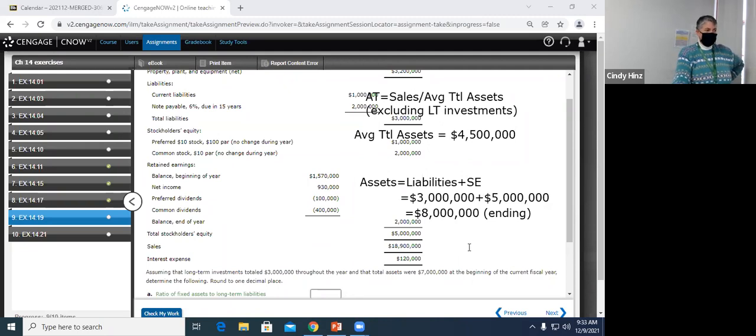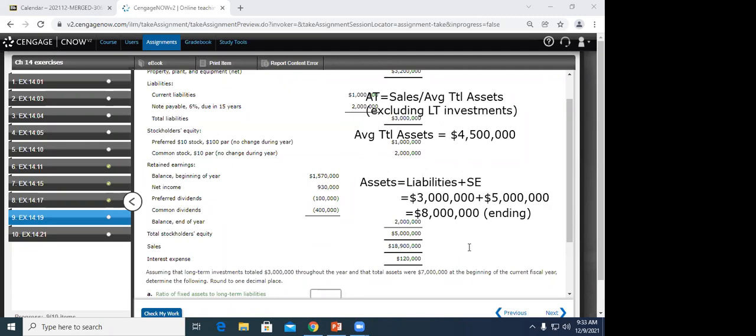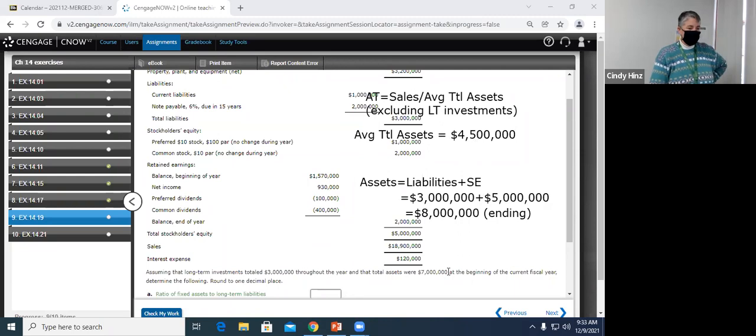Sharon, were you going to ask something? Can you please repeat how you got the average total assets is equal to 4.5? Yes. At the beginning of the year, remember we have to exclude those long-term investments. So from what you and JP noticed for me at the bottom here, total assets at the beginning of the year were 7 million. But of that 7 million, 3 million was the long-term that we needed to exclude. So 7 minus 3 is 4 million at the beginning of the year.